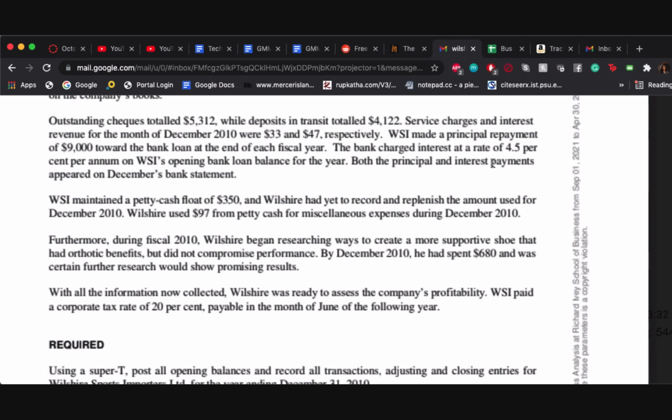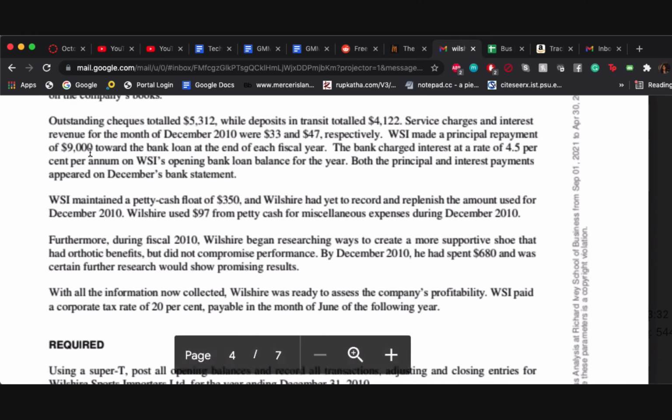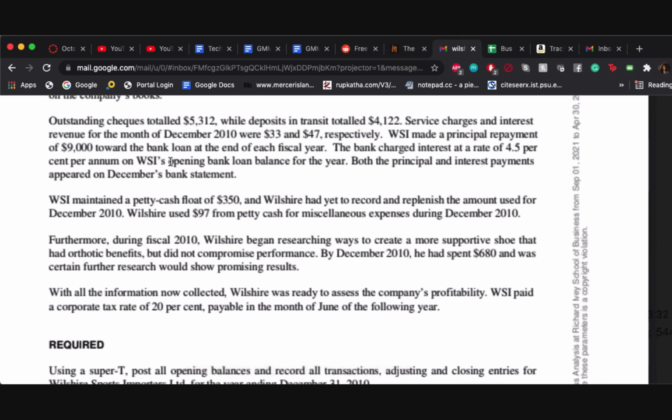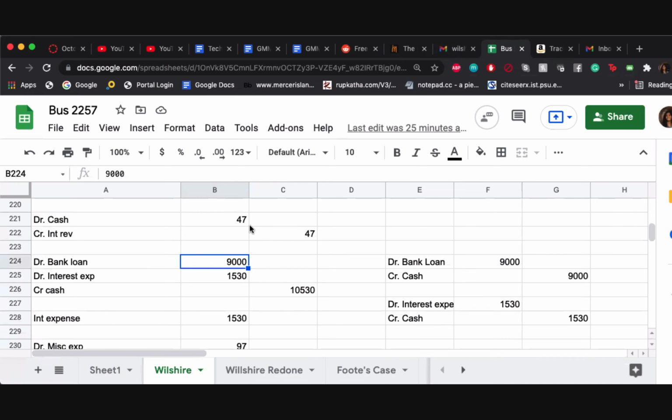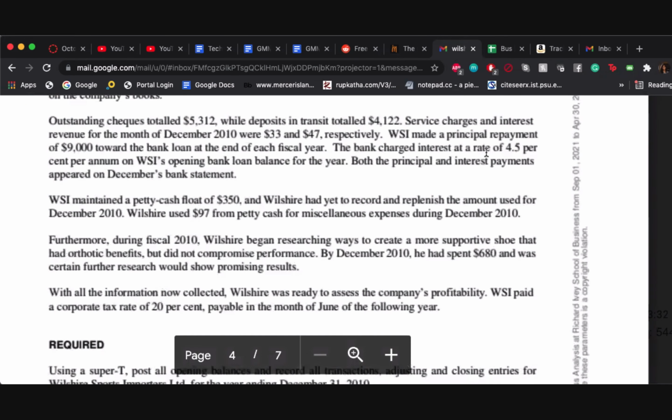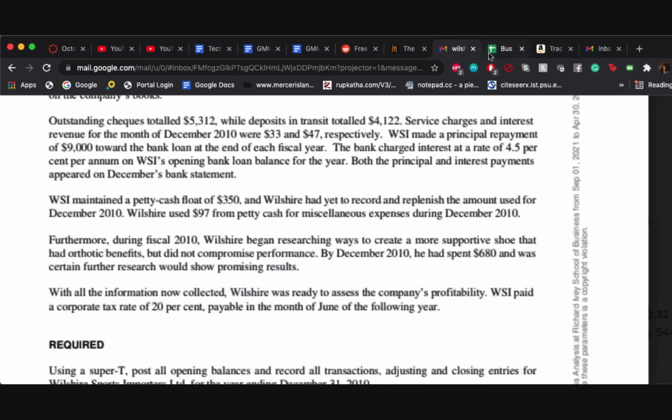Okay. So the bank charges interest of 4.5%. WSI made a principal repayment toward the bank loan. So for bank repayments, you're paying with cash. The debits and credits for the bank payment will be: you debit your bank loan and you credit your cash. But we know that they charge an interest of 4.5%.